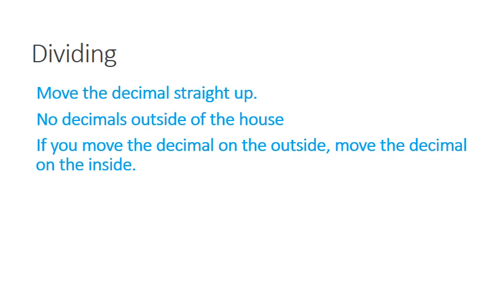With dividing, you're going to move the decimal straight up, which means wherever it is inside the house, you move it straight up. Now here's the thing, this little number outside of my house, I can't have a decimal out there. So if I move the decimal over on the outside, I also have to move it over on the inside. Let's take a look at what that looks like.